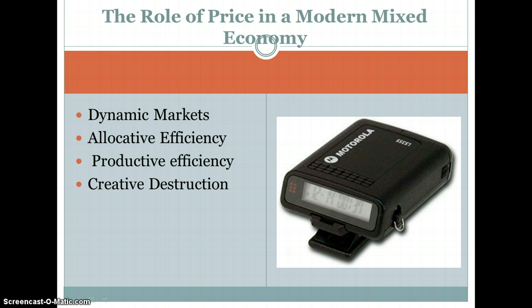So dynamic markets means that the markets are always changing, prices are going up and down, and it's hard to find where the equilibrium price is. Because there's always demand shifters and there's always supply shifters that are constantly going on with the prices of all goods. So a modern mixed economy is kind of a crazy place to be, especially when we talk about the free market end of it, where prices can go up and down, and it's an agreement between consumers and sellers or producers, and the prices are always changing.